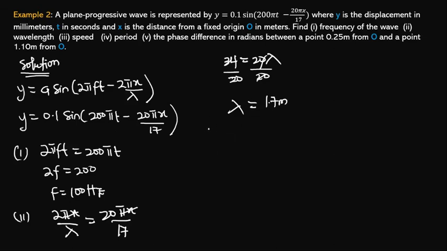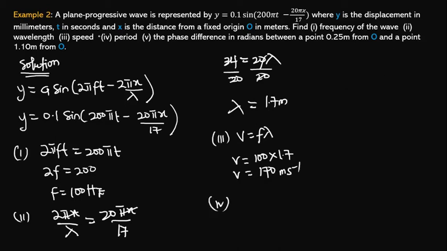Now the next thing we want to look at is the speed, or the velocity. We know velocity is f lambda. We've already found our frequency, and we have our lambda, the wavelength, so we can find velocity easily just by multiplying 100 by 1.7. If we do that, we are going to get 170 meters per second. Okay, right.